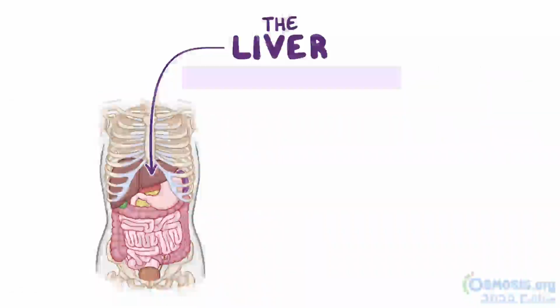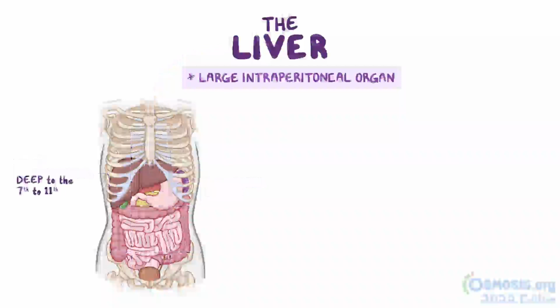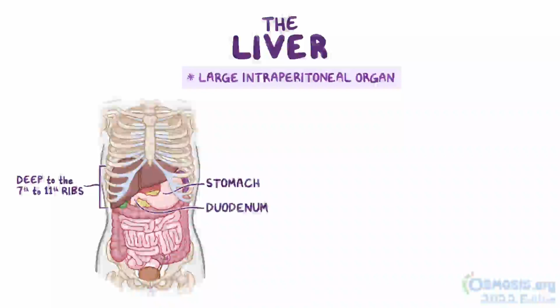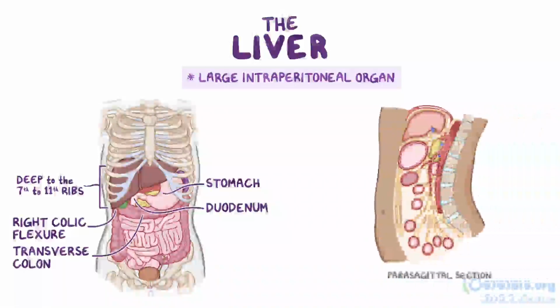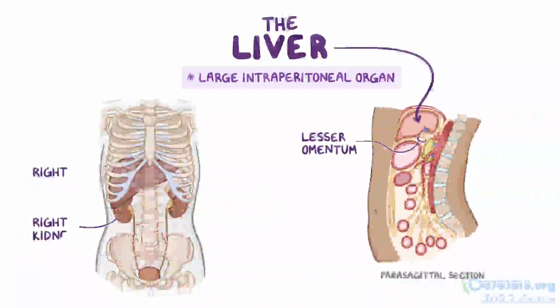The liver is a large intraperitoneal organ located mostly in the right hypochondriac and epigastric regions of the abdomen, deep to the 7th to 11th ribs. It sits just to the right of the stomach, with some of the liver covering its anterior surface. It is superior to the duodenum, right side of the transverse colon, and right colic flexure. Most of the liver is anterior to the lesser omentum, and it is anterosuperior to the right kidney and adrenal gland.